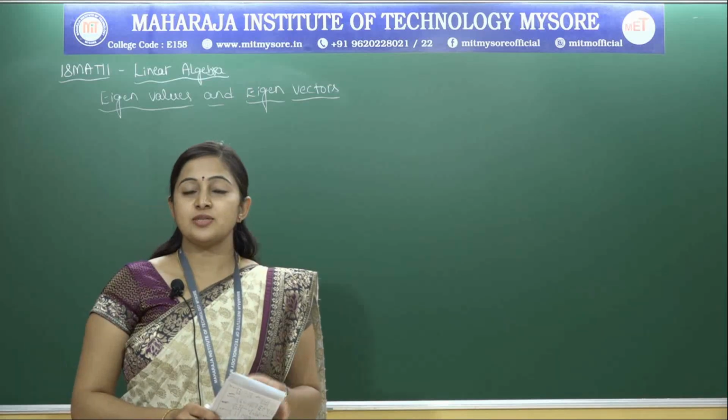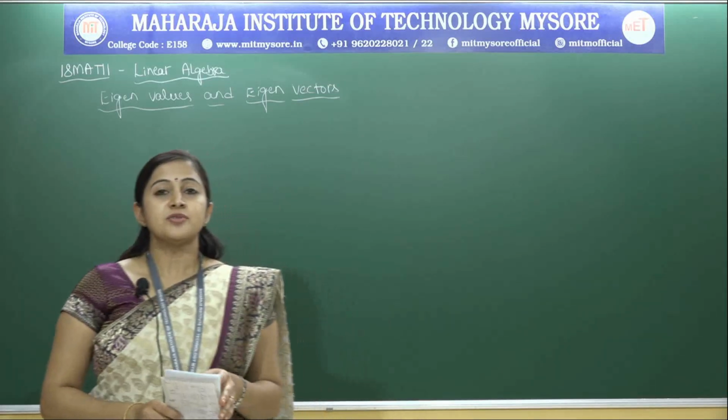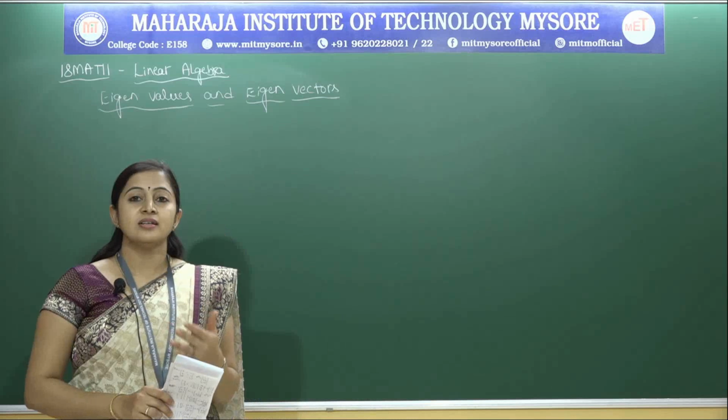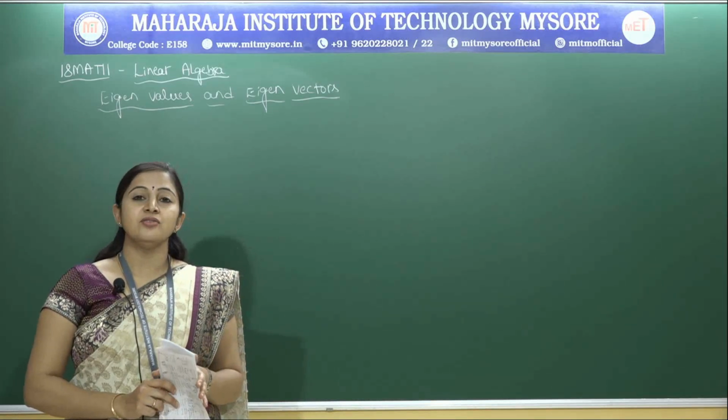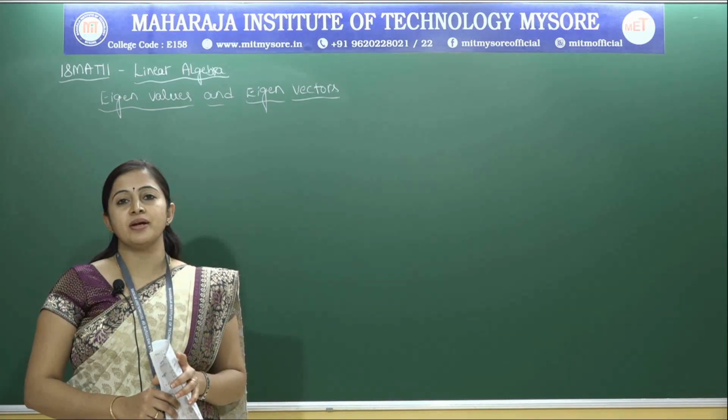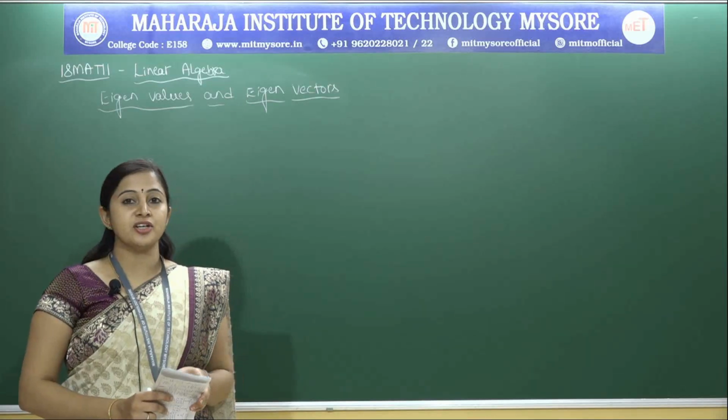Today I am going to take the last module, the linear algebra. Subject code is 18MAT101. In that I am going to explain the eigenvalues and the eigenvectors of a square matrix. First, I tell you the definition.